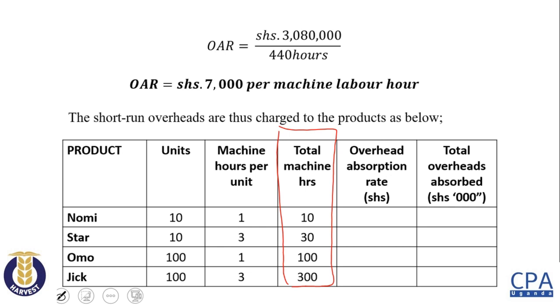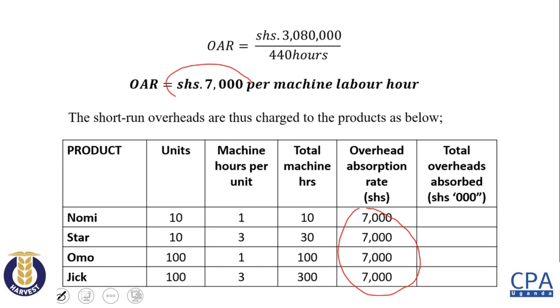So the rate of absorption is going to be 7,000 for all the products, and of course, I'm picking the 7,000 from that very working. So it means that for the case of Nomi, which consumes 10 machine hours in total, we shall multiply 10 times 7,000, and that gives us 70,000 shillings there. So in total, Nomi is going to absorb 70,000 shillings of the overhead. And then for the case of Star, we have 30 times 7,000, and that gives us 210,000. So what it means is that the units of Star are going to absorb 210,000 of the overhead, okay?